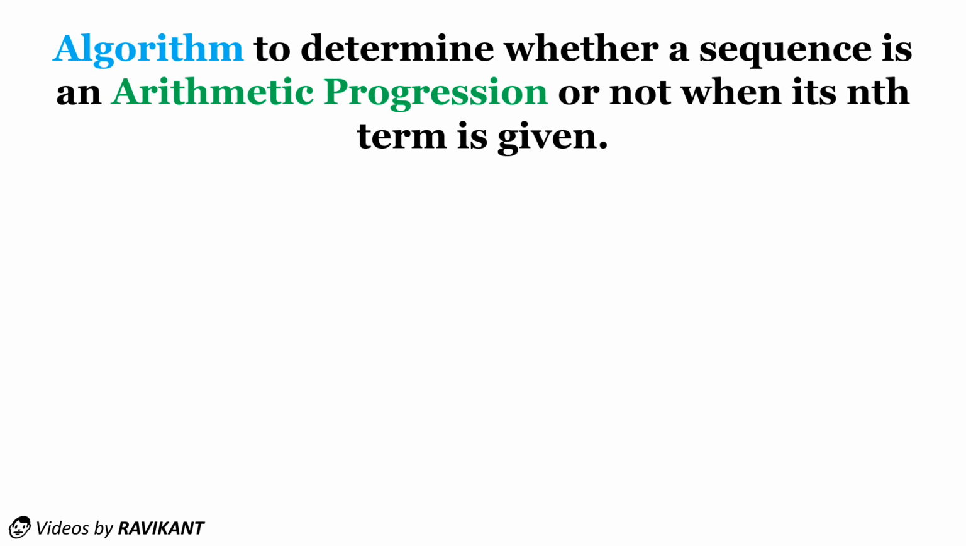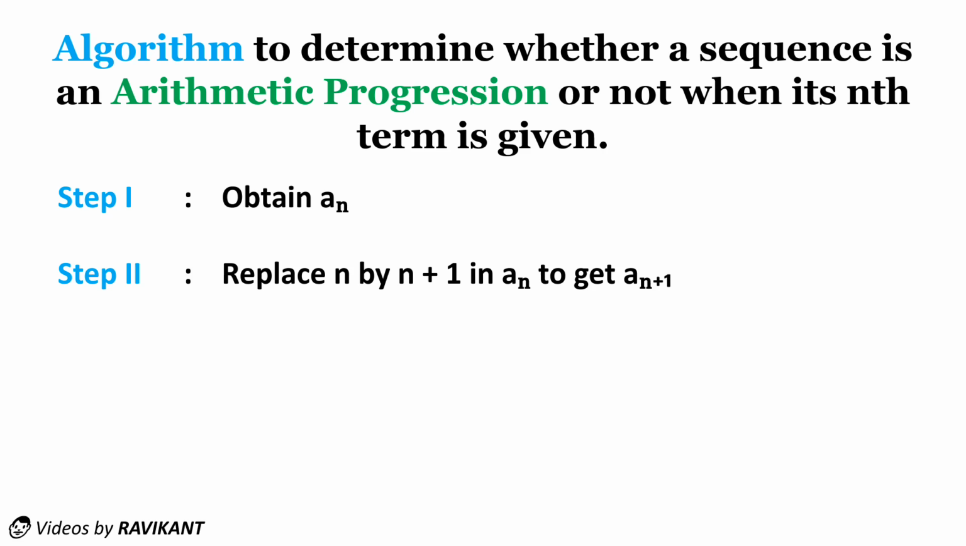Next, if the nth term is given, how can we find whether a sequence is an arithmetic progression or not? We have an algorithm that will determine whether a sequence is an arithmetic progression when its nth term is given. So what is the algorithm? The algorithm is divided into 3 steps. In the first step, we obtain a_n, which is the nth term that is already given in the question.